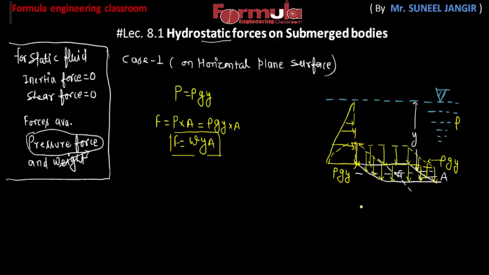So the volume of this pressure intensity case will be height, that is rho g y, into area, that is A. So this is again W y A. You can see here rho g y into A is W y A, and this case also gives W y A. So the volume of this case also gives the force exerted by this fluid on this plate. We'll use this concept in the next cases.